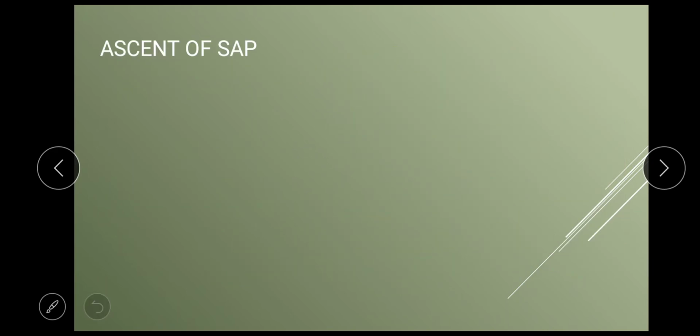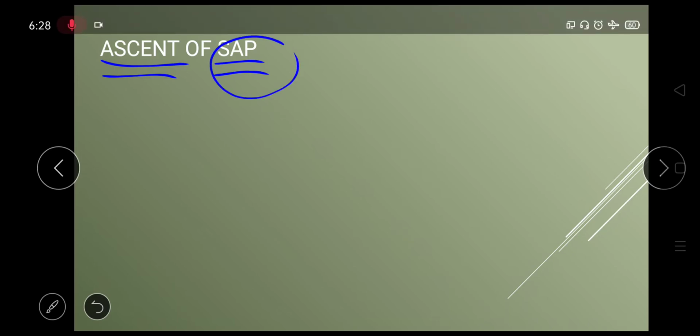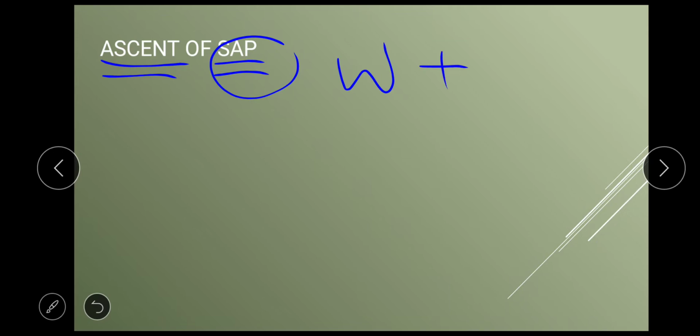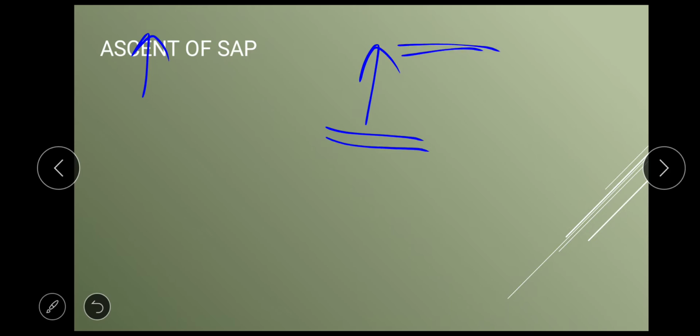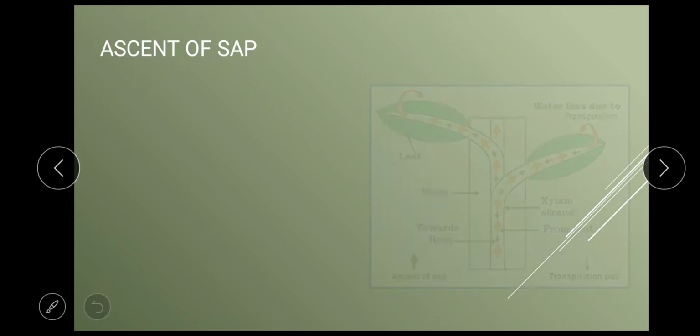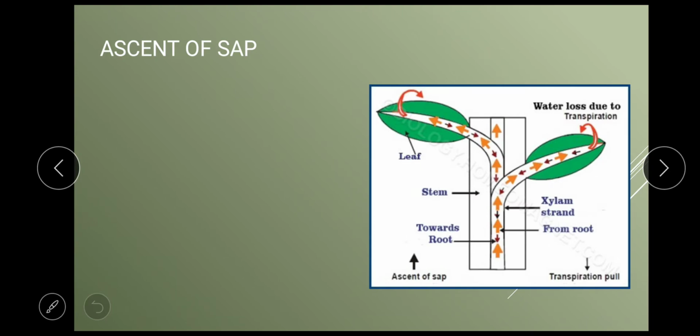next, ascent of sap. Sap, I had already told you what is sap. Sap is water plus minerals. Okay, it is called sap. And what is ascent? Ascent means upward movement. Okay, ascent normally means upward movement from a smaller height to a higher height. Okay, the word ascending comes from ascent. Okay, so what is ascent of sap? Let's understand with the diagram. Okay, and the reason.